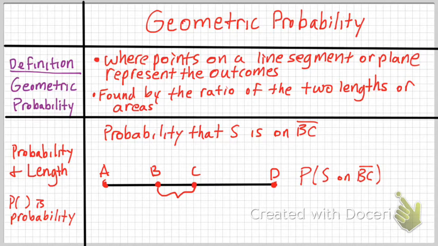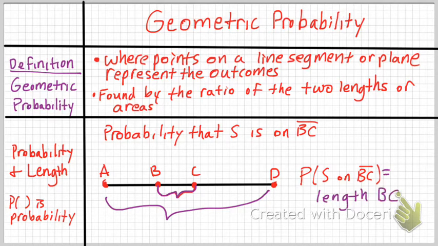And what we would do, if this is our entire set, so we've got the entire segment AD. So that's our whole universe right there. And the area that we actually desire is B to C. So the probability that if we choose a random point on AD, that is on the length BC will be the length of BC divided by the length of AD.